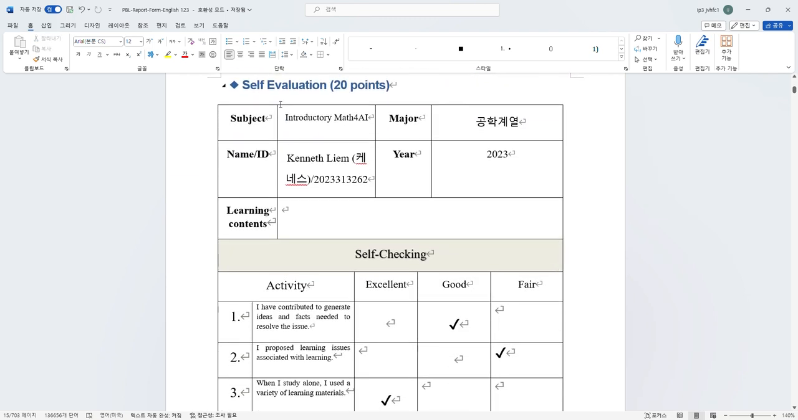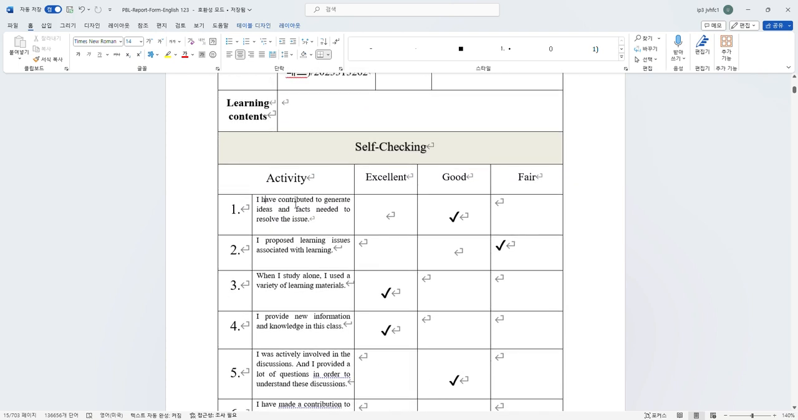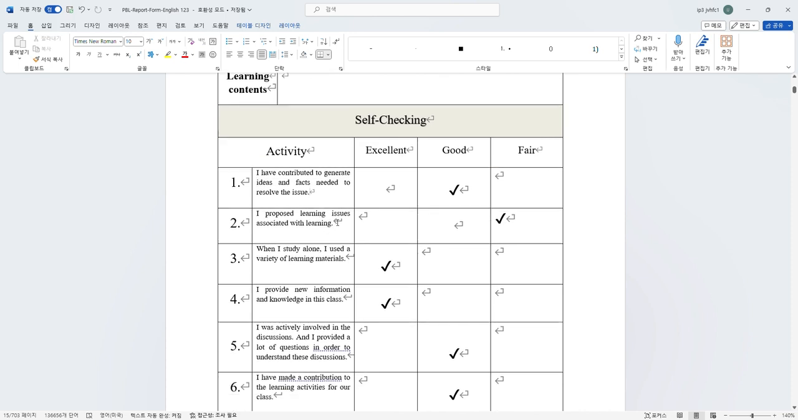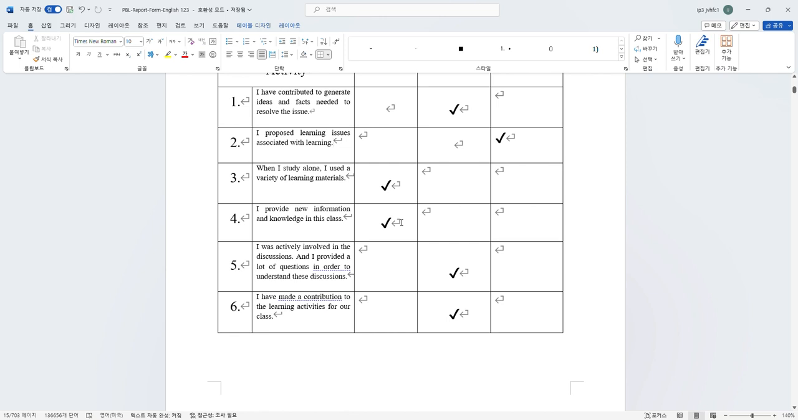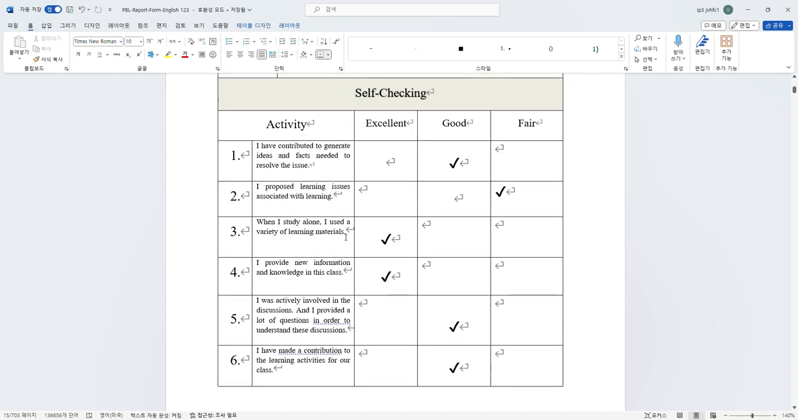This is my self-evaluation part. I think I have contributed to generate ideas and facts needed for the issue. And I also propose learning issues associated with learning. And when I study alone, I use a variety of learning materials. I use the professor's materials, I use outside materials, and also I use the other students' given study material.